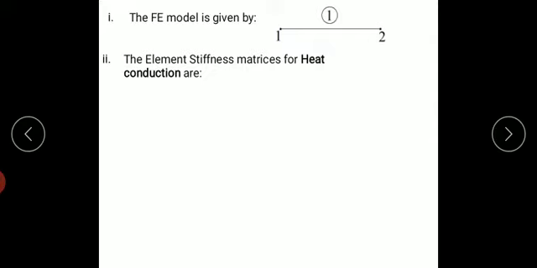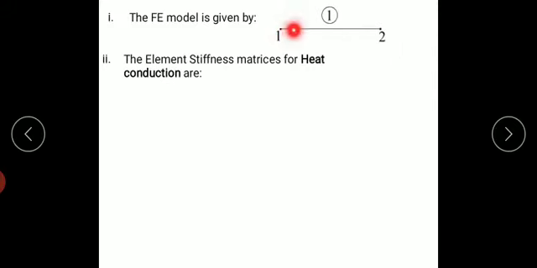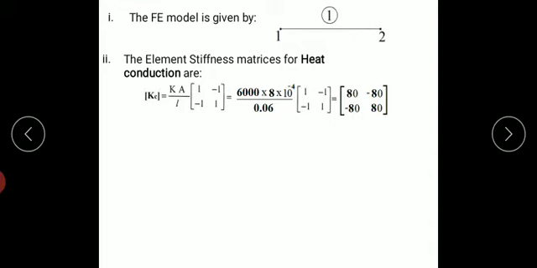Very first basic thing is that I have to draw the FE model here. A single element has two nodal temperatures, T1 and T2. Here T1 is known, that is 150 degrees Celsius. T2 I need to find. Now the stiffness matrix of the heat conduction is KA by L times 1 minus 1 minus 1 1. If I substitute the K value, area and length, I get 80 minus 80 minus 80 80.